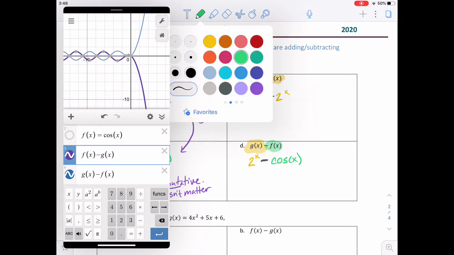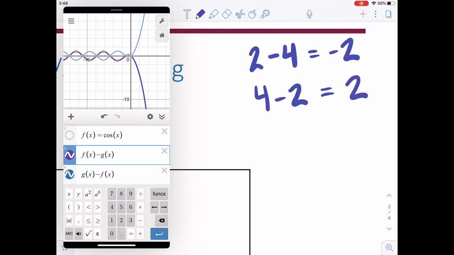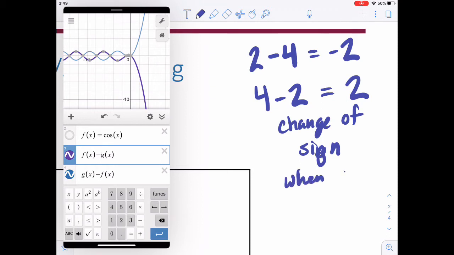And that makes sense if we think about numbers, right? If we do 2 minus 4, that gives us negative 2. If we switch the order, we get 4 minus 2 equals 2. It's always a different sign. So we see a change of sign when we change the order.